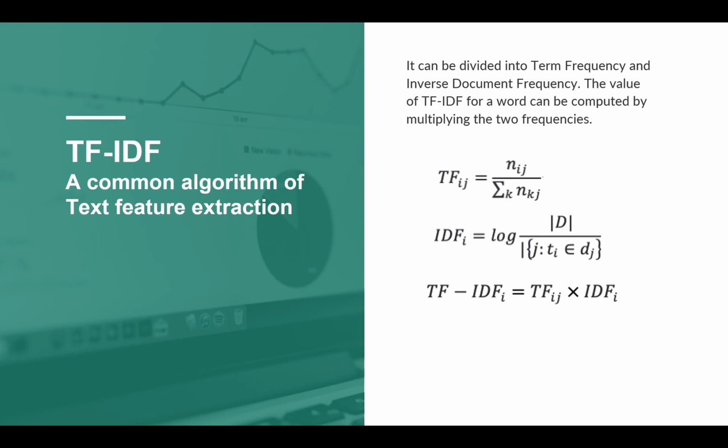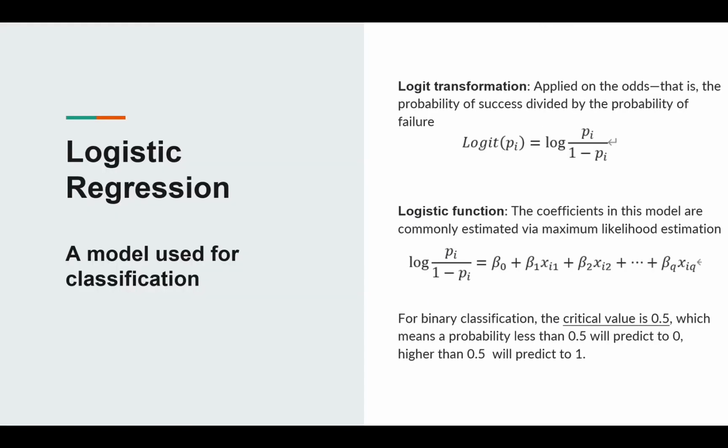Another methodology we use is logistic regression, which is used for classification. The function seems like a normal regression model, but on the left side is a logit transformation. It's applied on the odds, the probability of success divided by the probability of failure. And for binary classification, the critical value is 0.5.